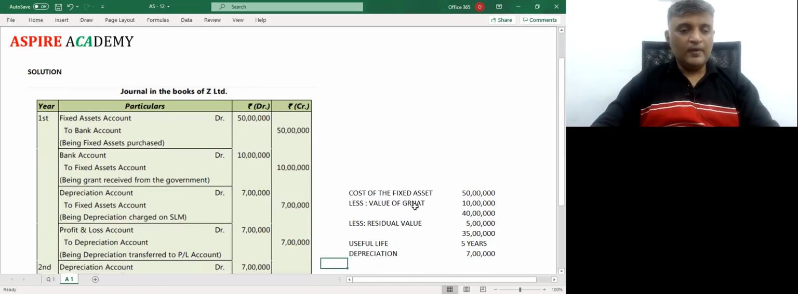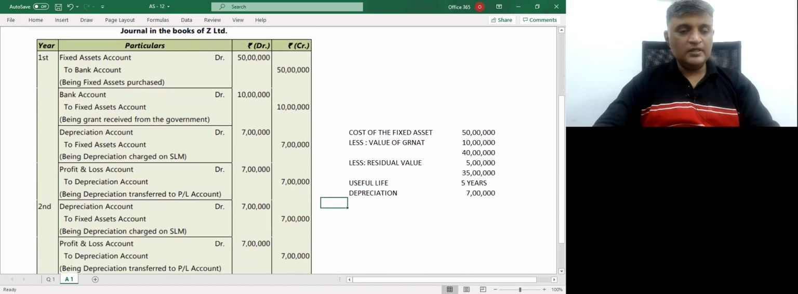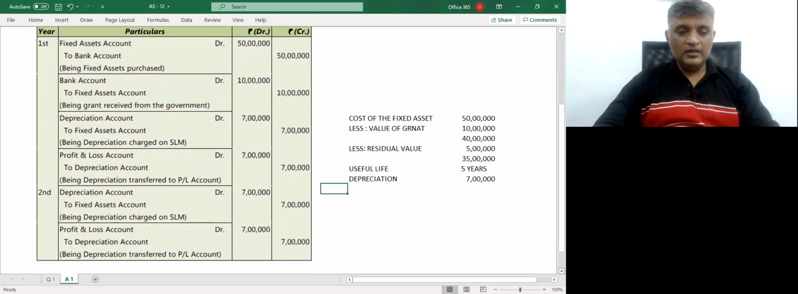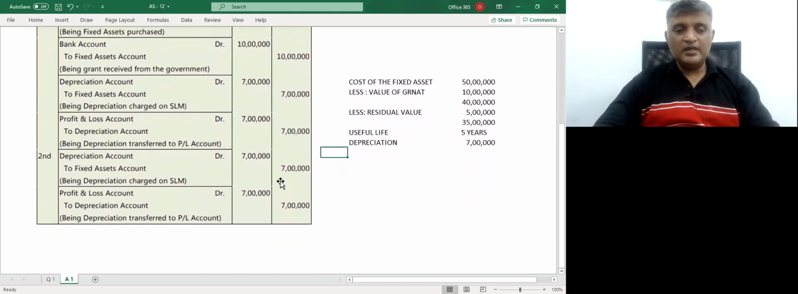Make sense? So we pass the entry, depreciation to fixed asset is 7 lakhs, and then we will transfer the depreciation to the P&L account. P&L account debit depreciation is 7 lakhs. This is the entry for the year 1. For year 2, same, pass the entry for depreciation, again 7 lakhs, and then transfer it to the P&L account. So depreciation to fixed asset is 7 lakhs, and then P&L to depreciation is 7 lakhs. That's the end of the problem.